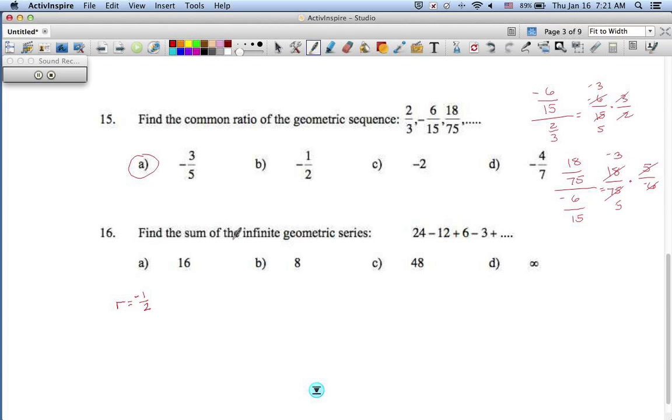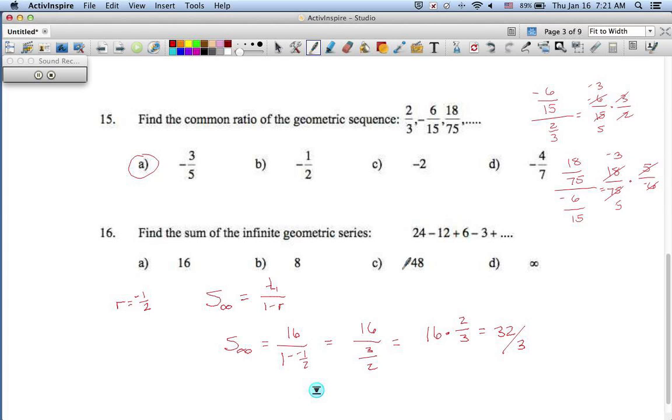To find the sum of the infinite geometric series, we use our formula. S sub infinity equals the first term over 1 minus the ratio. So the infinite sum is 16 over 1 minus negative 1/2. So that's 16 over 3/2. 16 over 3/2 would be the same as 16 times 2/3, which looks like a 32/3.